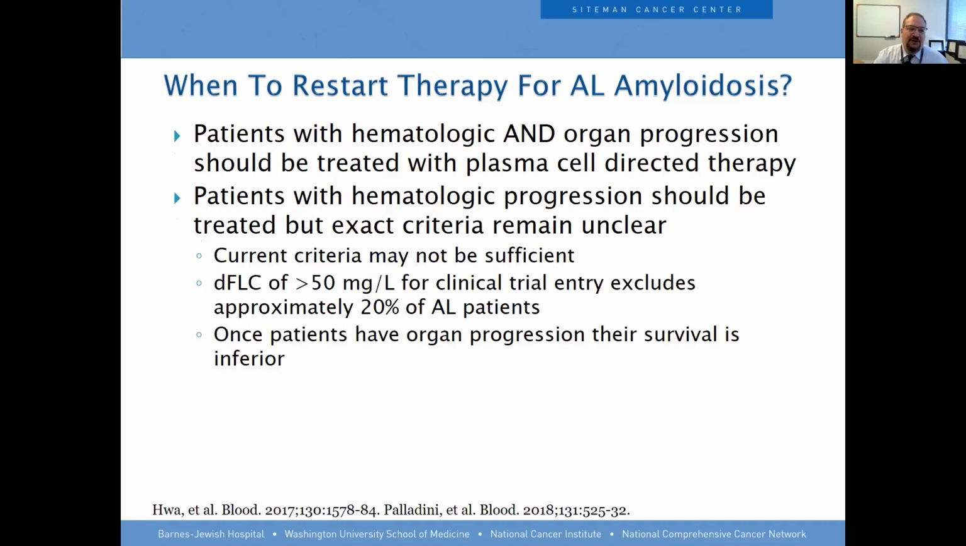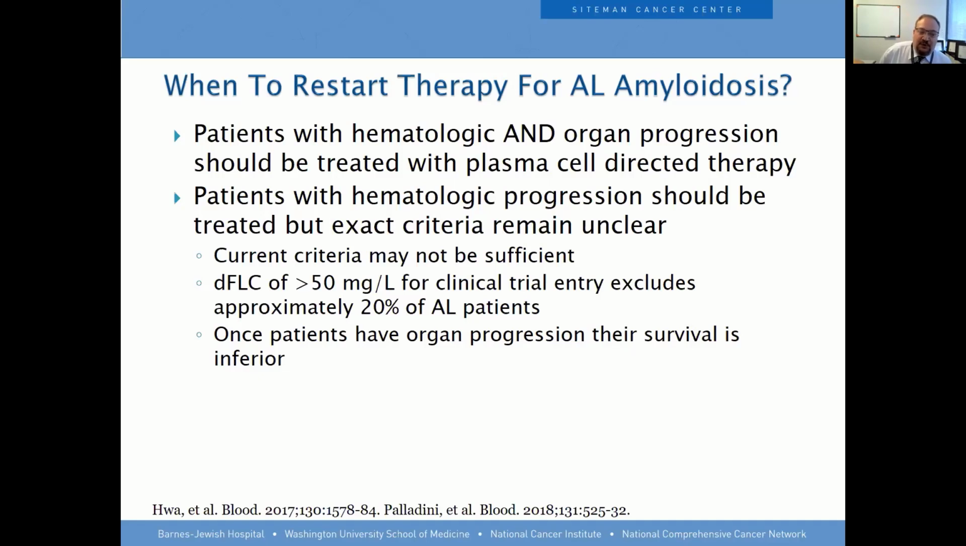So again, in terms of our patients who have hematologic and organ progression, those patients clearly should be treated with plasma cell-directed therapy. These are patients who have an elevated free light chain or an elevated paraprotein, and we see signs of progressive organ dysfunction from their amyloid. But for patients who have hematologic progression on its own without organ progression, it's unclear what the criteria should be. And I think it's clear, and you'll hear from Dr. Merlini, that the current criteria are probably not sufficient.